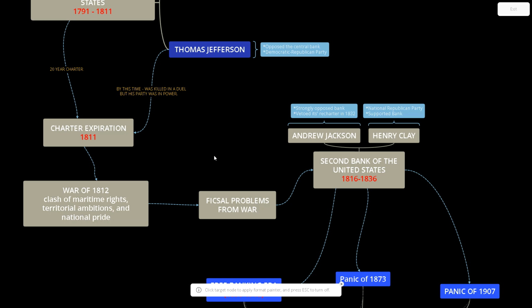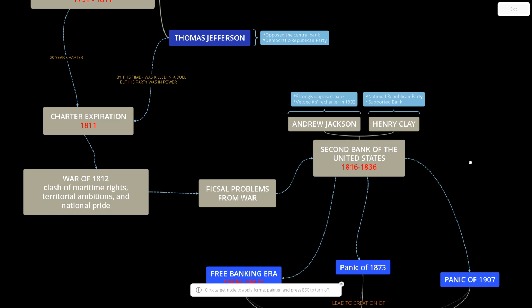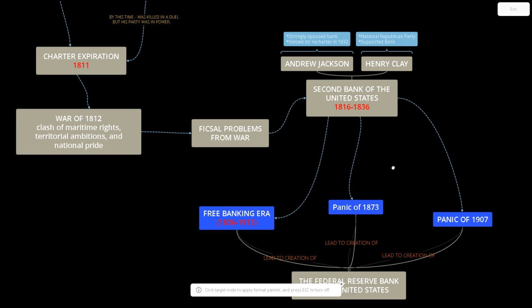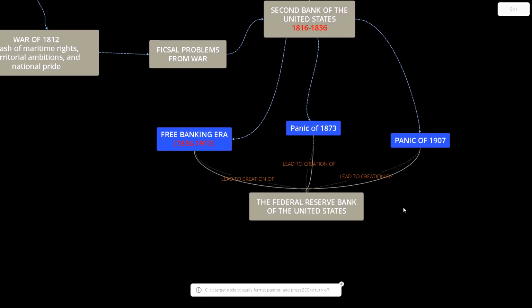Now, between 1836 and 1913, the free banking era took place. And again, on top of this, we also had several financial crises, which were the Panic of 1873, Panic of 1907, and others. This ended up leading to the creation, or was the reasoning for the creation, of the Federal Reserve Bank of the United States, which we know and love today, as Mr. Jerome Powell is the chairman of. That's how the Federal Reserve Bank came to be, in a nutshell, just from the banking central bank perspective.